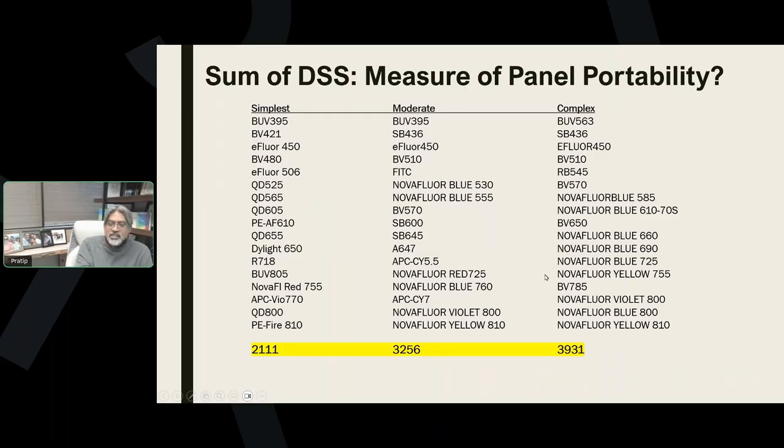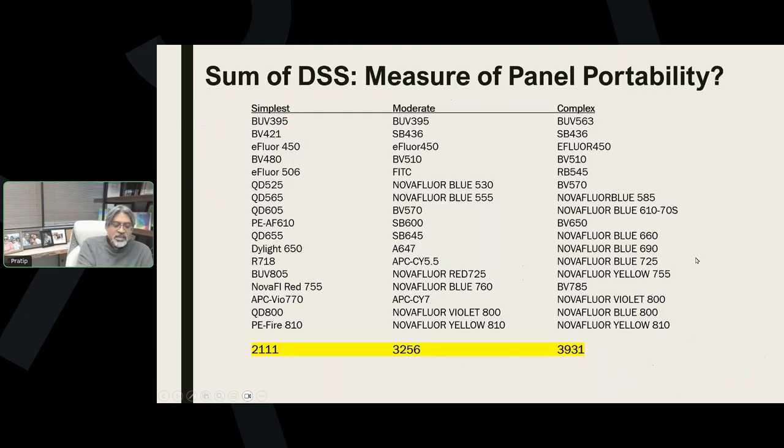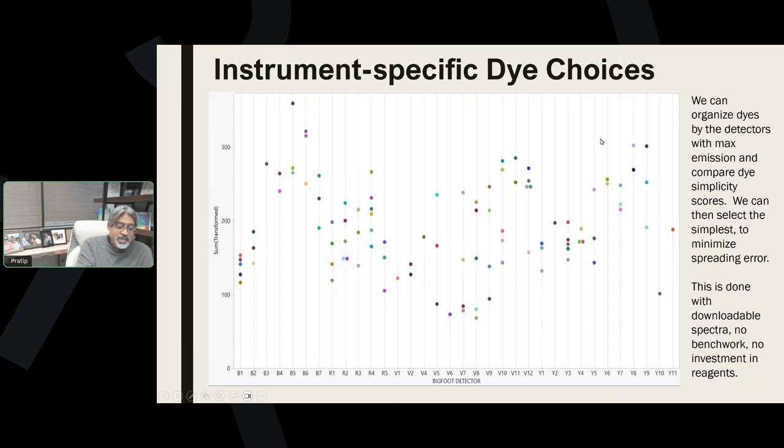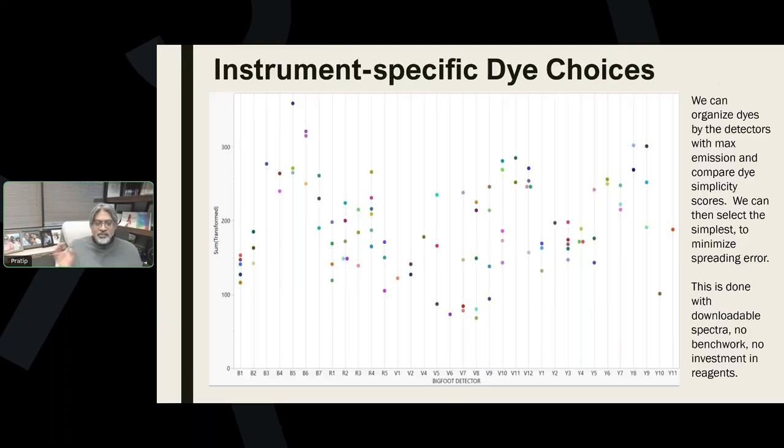If we choose the most complex ones, if we choose the ones that are in this third sector of the dye simplicity score graphic, then we get a much higher value, which indicates that the panel might be less portable. So what do we need to do now? We need to go back and actually build out these and show where the differences are and why this matters. We're working on that. I'll talk a little bit more towards the end of the talk.